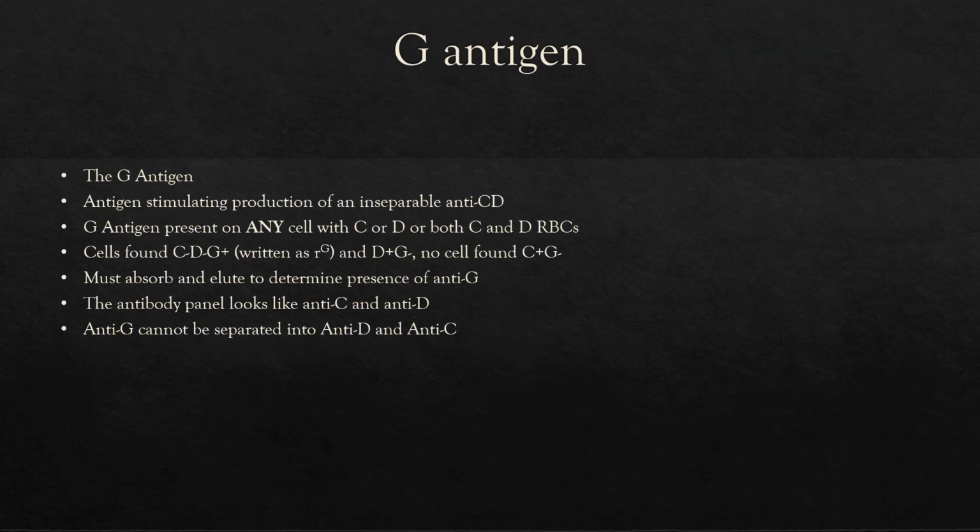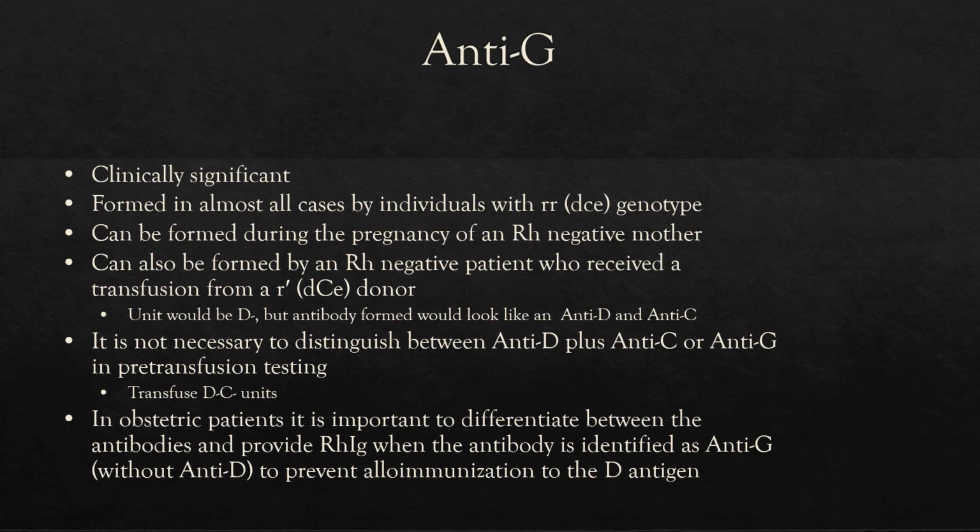The G antigen is an antigen that stimulates production of an inseparable anti-CD antibody. The G antigen is present on any cell that has C or D or both C and D. Anti-G is a clinically significant antibody, so to avoid a transfusion reaction, we would transfuse with D negative, C negative units. However, in pregnant women, we would need to figure out if it is an anti-G or an anti-D and anti-C to determine if they need RIG or not.